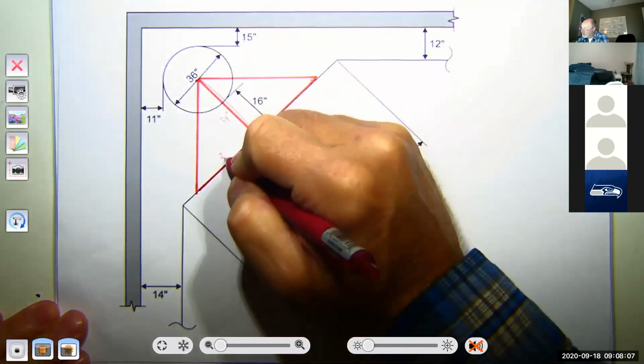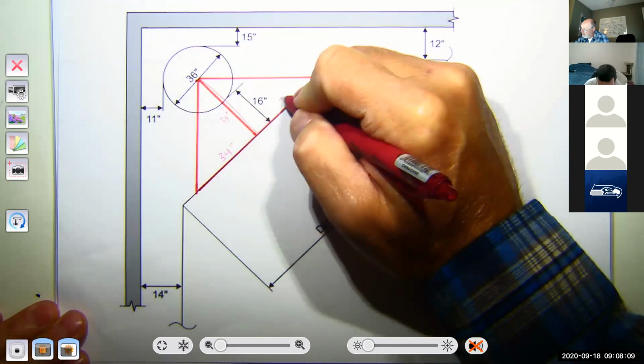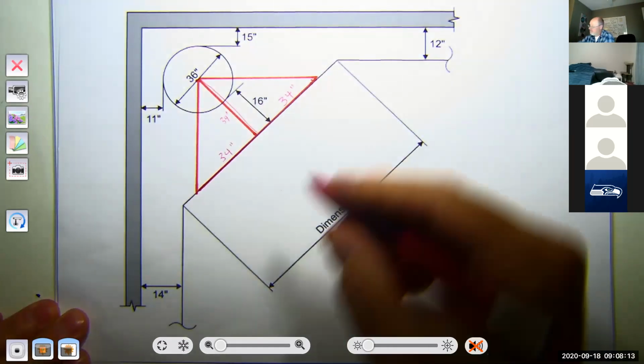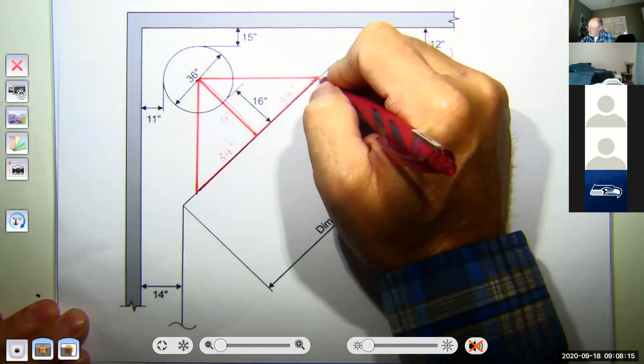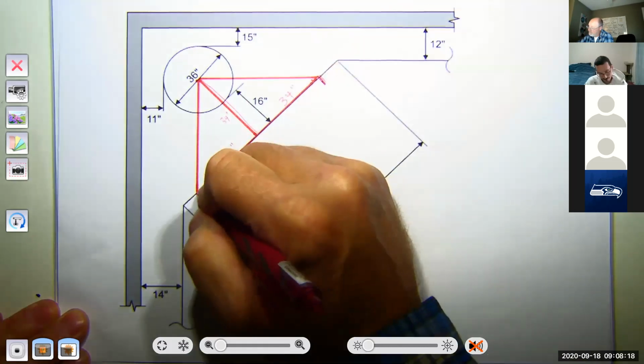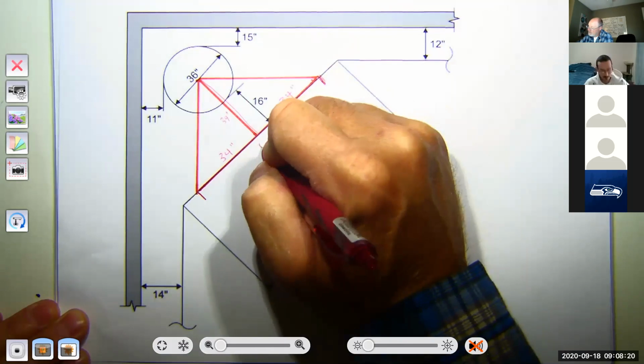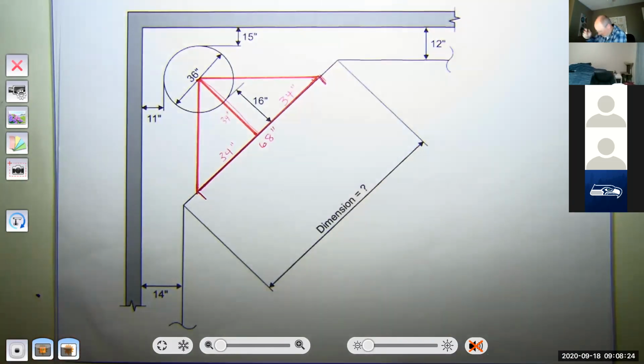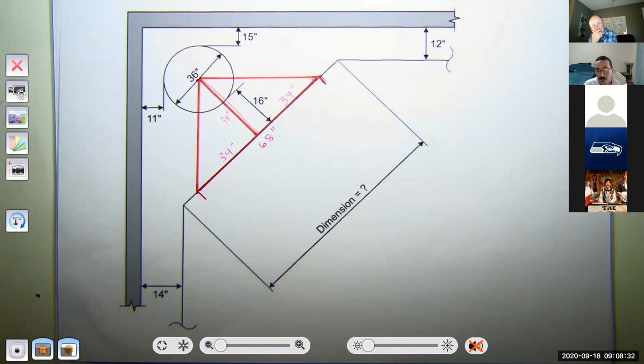So that makes this line 34 inches and this line 34 inches, making the entire piece from there to there 68 inches. Does everybody see how I got that? Are there any questions on how I got that? Anybody? No?